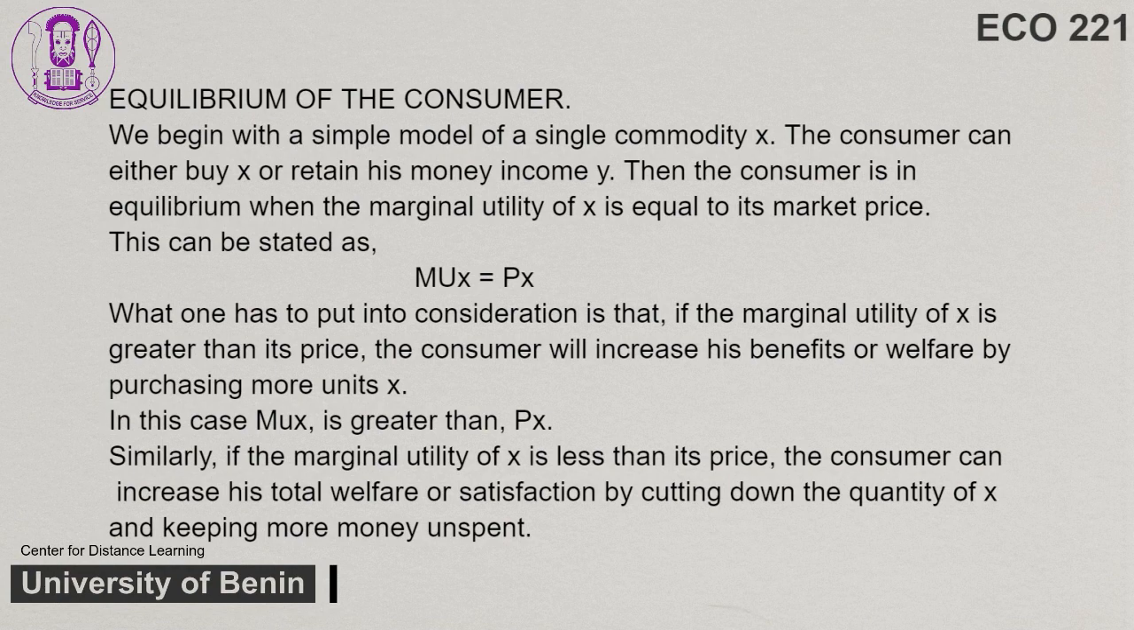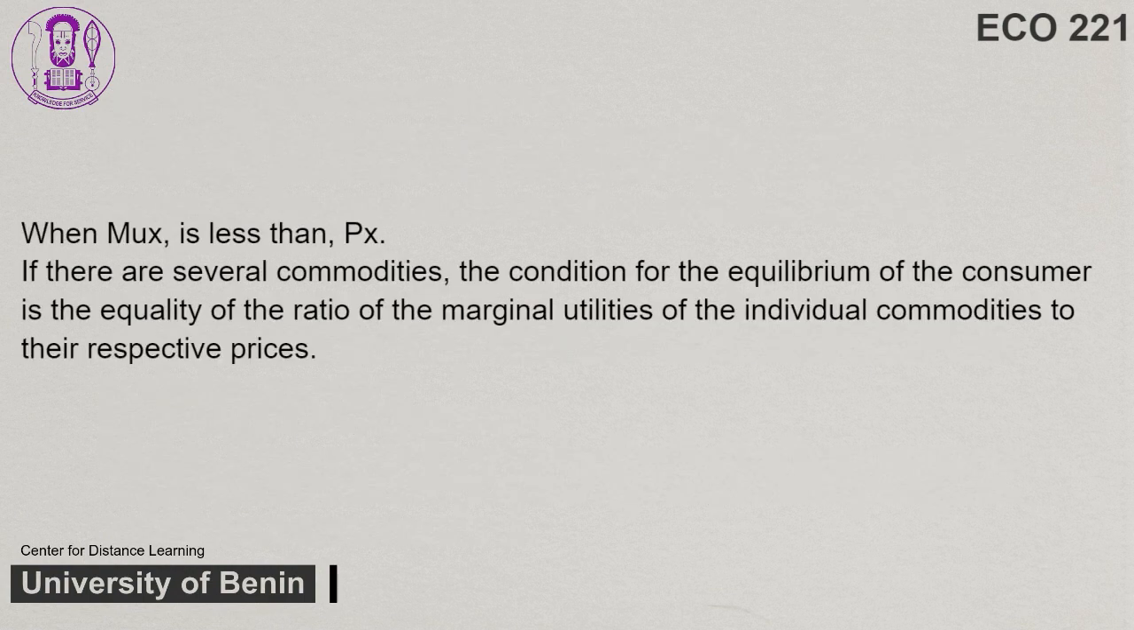What one has to take into consideration is that, if the marginal utility of X is greater than its price, the consumer will increase his benefits or welfare by purchasing more units of X. In this case, MUX is greater than PX. Similarly, if the marginal utility of X is less than its price, the consumer can increase his total welfare or satisfaction by cutting down the quantity of X and keeping more money unspent. When MUX is less than PX. If there are several commodities, the condition for the equilibrium of the consumer is the equality of the ratio of the marginal utilities of the individual commodities to their respective prices.